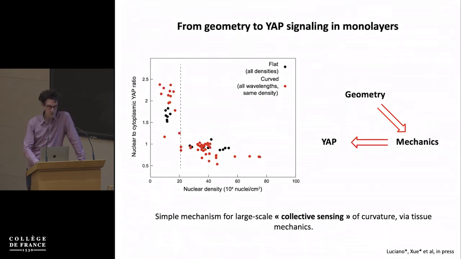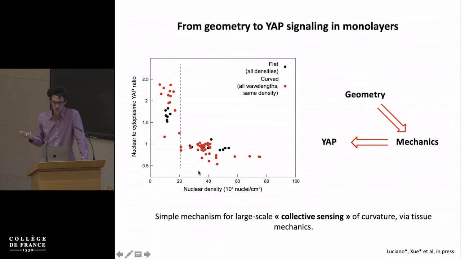If that's true, you can try to compare. You can try to make a master curve, which is your nuclear to cytoplasmic YAP ratio as a function of nuclear density, and you could try to populate this curve with different densities: uniform density on flat monolayers, or different curvatures where differences in density emerge naturally. And if you sense YAP through the effect from flat monolayers on nuclear deformation, you should predict that the dependency on curved substrates is the same as the density on flat substrates. And actually, that's quite similar to what you see in the data, which suggests a really, really simple mechanism for large-scale collective sensing of curvature through emergent collective mechanics of epithelia. I think I'm basically done.